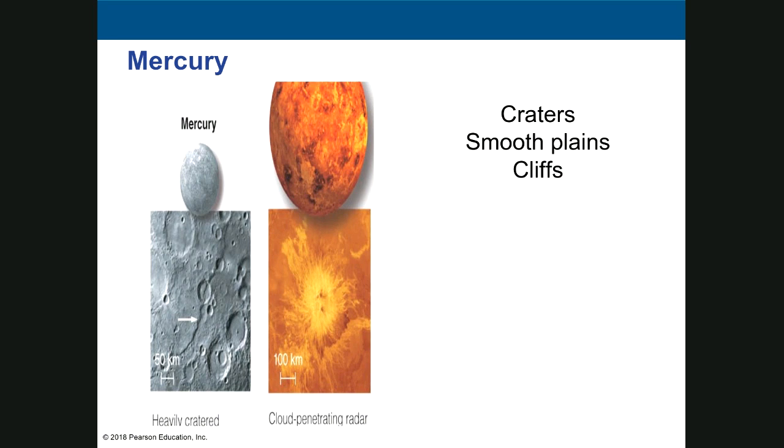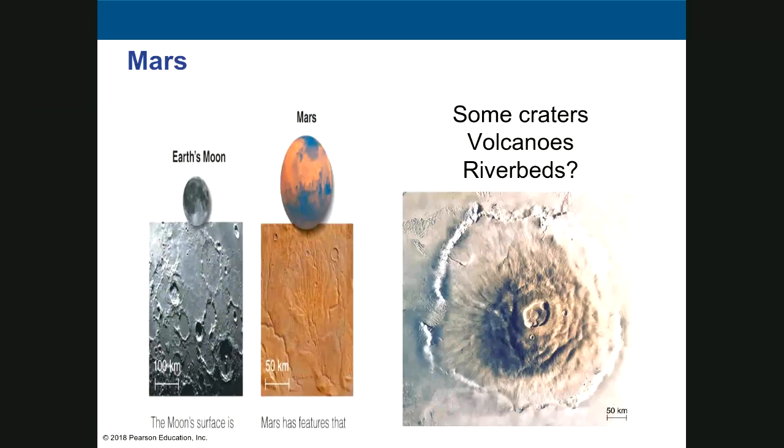Some of those features include things like plate tectonics, mountains, cratering, riverbeds, which you can see here, and volcanoes. These are all features we can see.